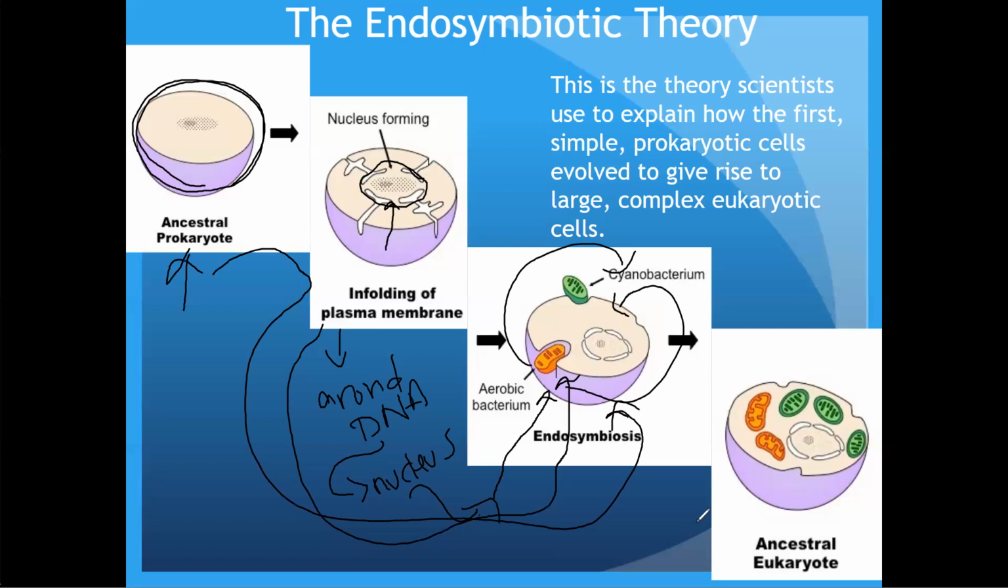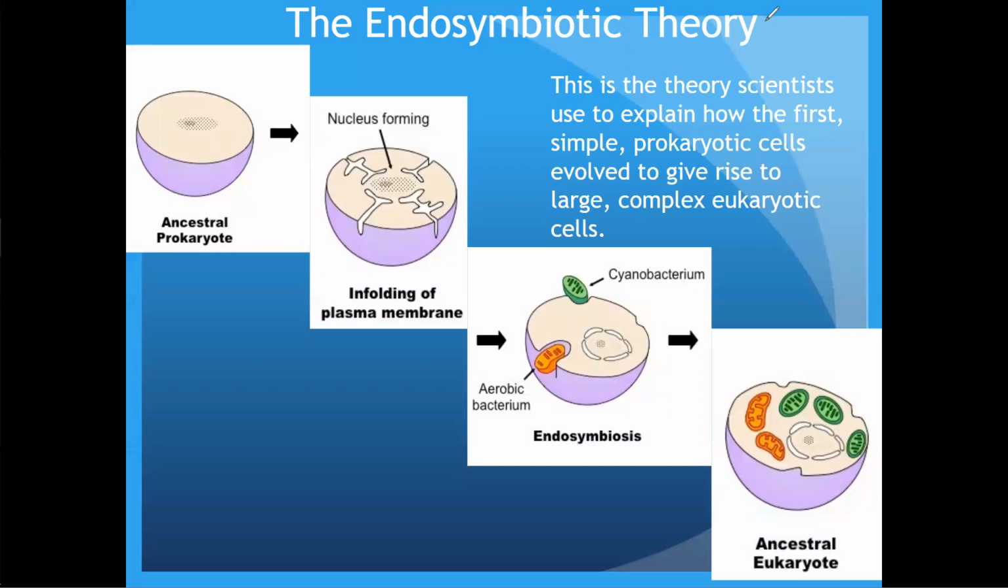And so now these smaller prokaryotes perform their functions inside this larger prokaryote and help it out. While the larger prokaryote gives the smaller prokaryotes a home, the smaller prokaryotes help the larger prokaryote to survive. And because it was becoming more and more complex and that nucleus formed, it now can be classified as a eukaryote because it has a nucleus.